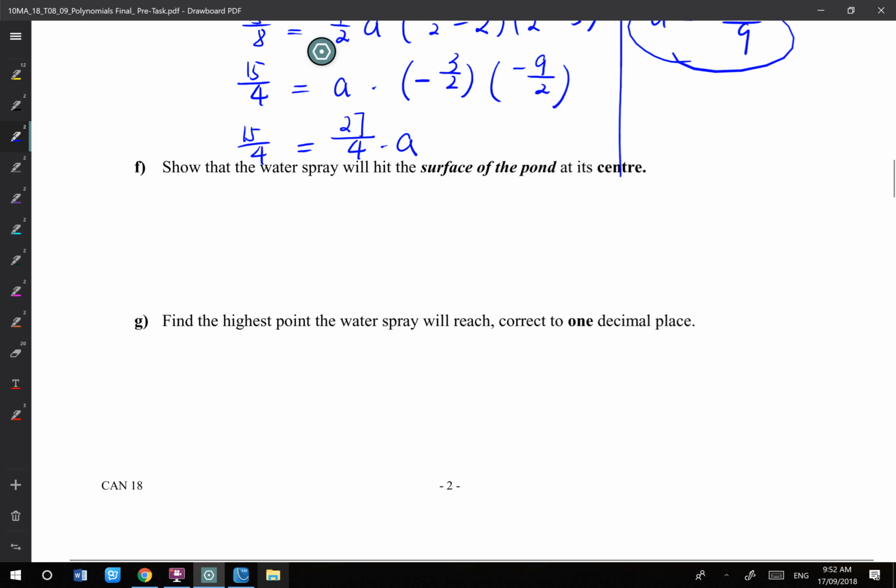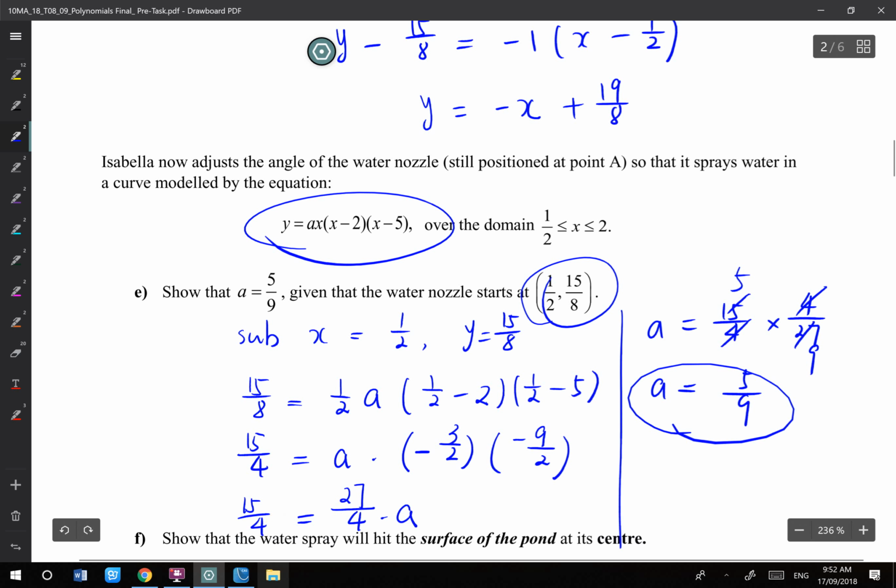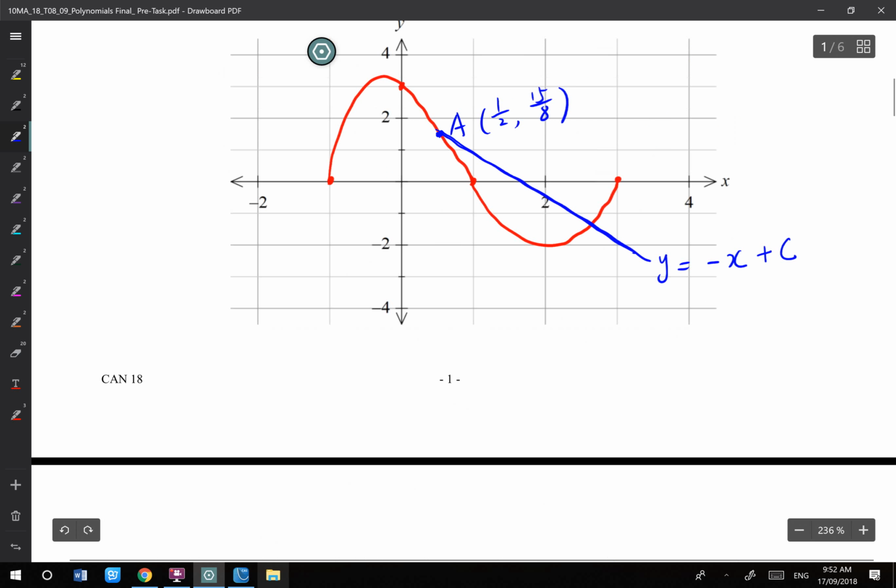Now the next question I think is a lot of problem because we don't know what it's asking. Okay, show that the water spray will hit the surface of the pond at its center. Where is the pond, everyone? Where is the pond? Okay, I'll use a black color. This is the pond, right?